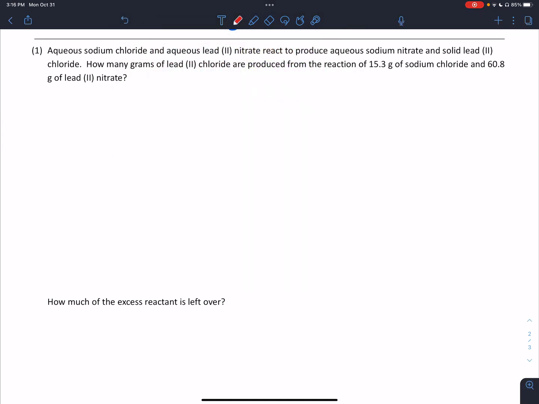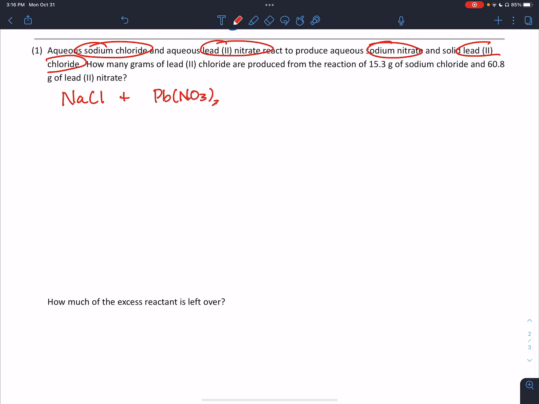Okay, so we've got aqueous sodium chloride and aqueous lead 2 nitrate reacting to produce sodium nitrate and lead 2 chloride. As we saw before, our first step is going to be to write the reaction. So we've got NaCl, remember, +1 for sodium, -1 for chlorine. Then we've got Pb2 and nitrate, which is -1, so Pb(NO3)2. Those react to produce sodium nitrate. So Na is +1, nitrate's -1, so 1 of each. And then we have lead 2 chloride, where Pb is +2, chloride's -1, so we cross those charges and we get PbCl2.